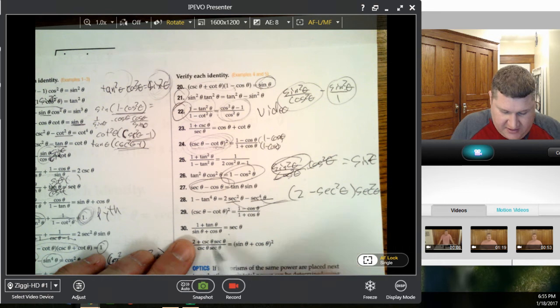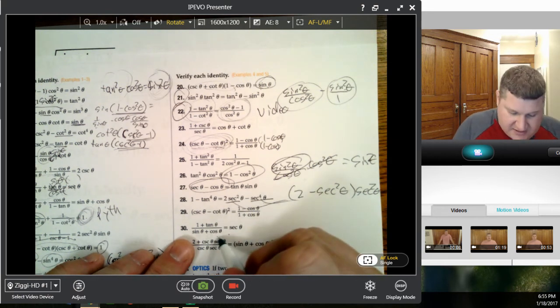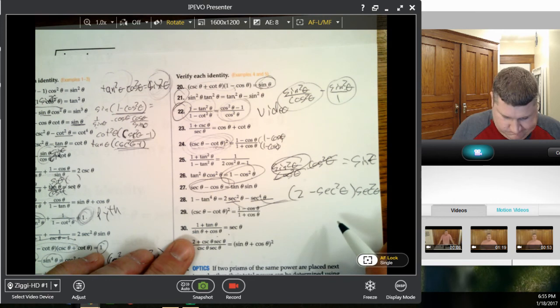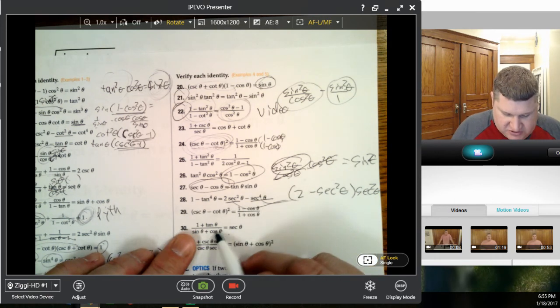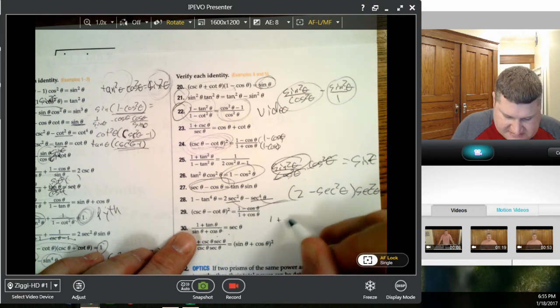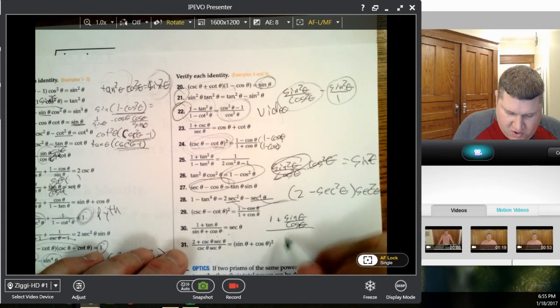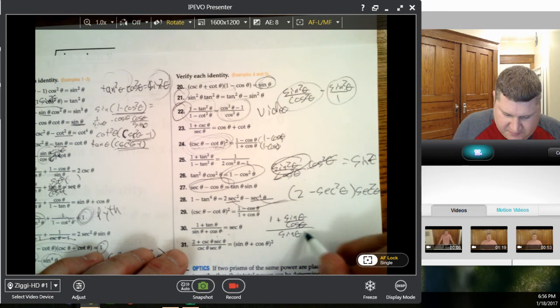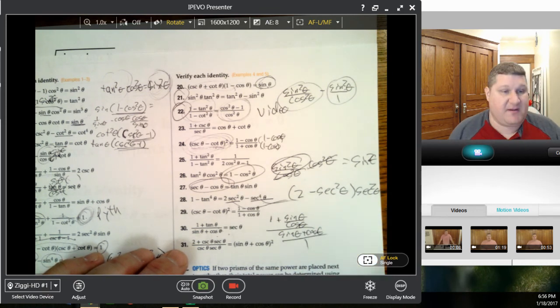Then I got 30. 30, oh, yuck. Well, 30 probably I'm going to need, that's a tough one. But maybe what I ought to do is I ought to find 1 plus sine theta over cosine theta. Oh, yep, this will work nicely. Over sine theta plus cosine theta. And put that over 1, multiply by reciprocal. See if that works for you.